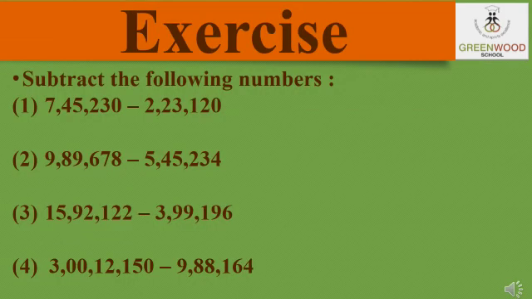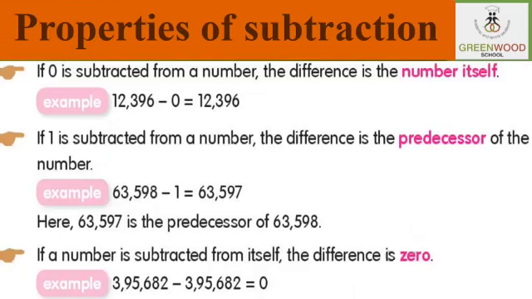The next exercise is based on subtraction. Subtract the following numbers. Just follow the basic rules and you'll find the difference of the numbers. Write the numbers in their respective places and start the subtraction from ones place. And if the first number is smaller number, then borrow it from the next place.